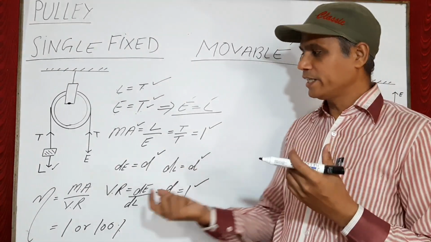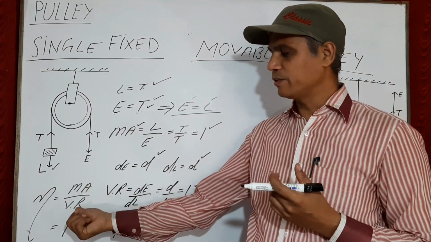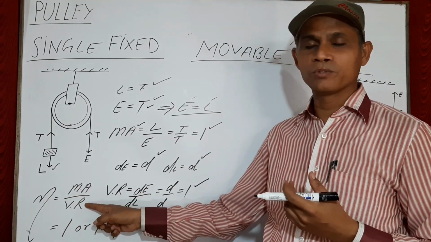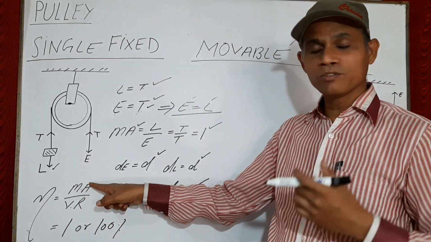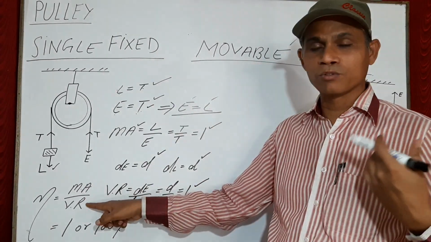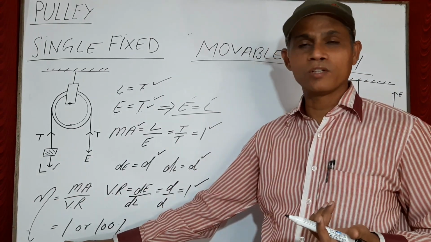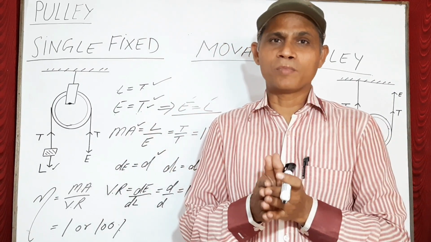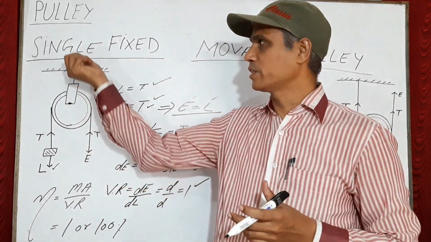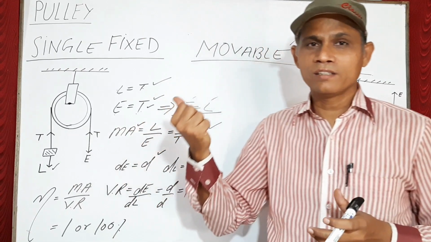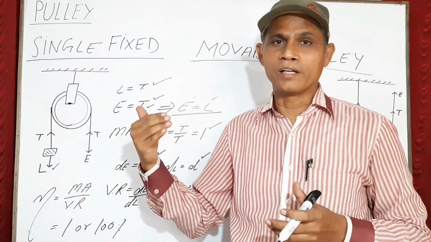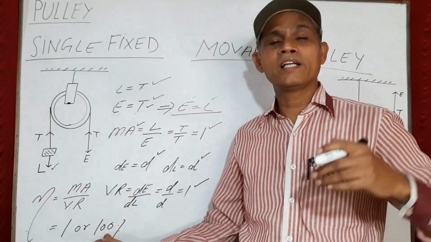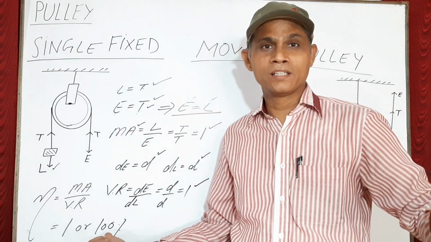And you know, there is a relation between mechanical advantage and velocity ratio. Efficiency is equal to mechanical advantage by velocity ratio. Mechanical advantage over here is 1 and velocity ratio is also 1. Therefore, efficiency is equal to 1 or 100%. So, keep it in your mind that the efficiency of a single fixed pulley is 1 or 100%. But here also, this result is valid for an ideal pulley.